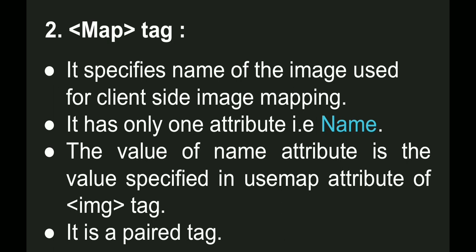The next tag is the map tag. It specifies the name of the image used for client-side image mapping. It has only one attribute, that is name. The value of the name attribute is the value specified in the useMap attribute of the image tag. Map tag is a pair tag.